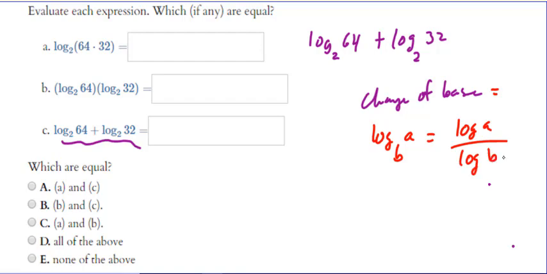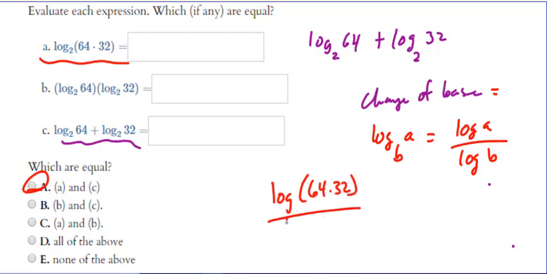So the change of base is how you can evaluate a log if it's a base that's not a common log, or base 10, that's on your calculator. Okay, so we're going to say A and C are both equal, right? But we're going to do this, and so we'll do the first one. So it'd be the log of 64 times 32 over the log of 2. Okay, and we're going to get a number, and we're going to put that in.